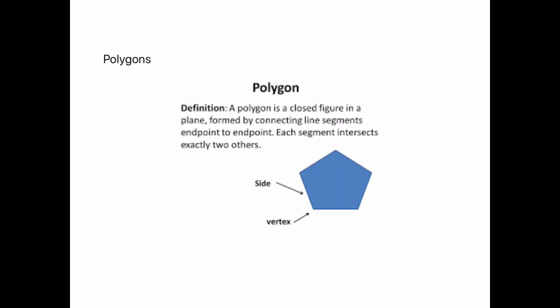First of all, we wanted to begin again with a polygon. So we've gone over this before, we just did it in our performance task at the end of quarter 2. But just so that everyone's on the same page, a polygon is a closed figure in a plane, and it's formed by connecting line segments endpoint to endpoint.